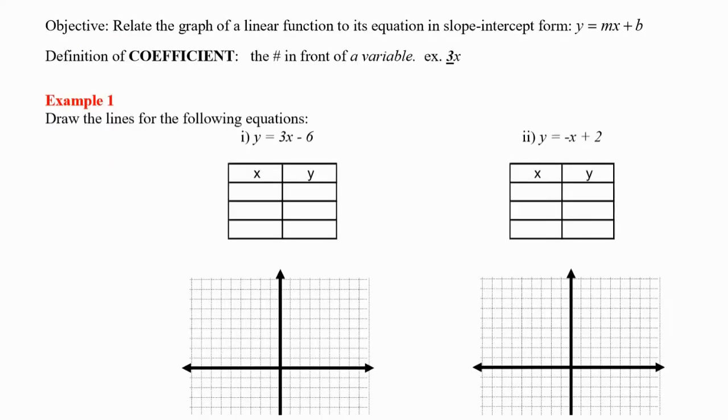Definition of coefficient. Hopefully you guys remember what coefficient is. That is the number in front of a variable. For example, when you have 3x, 3 is the coefficient.